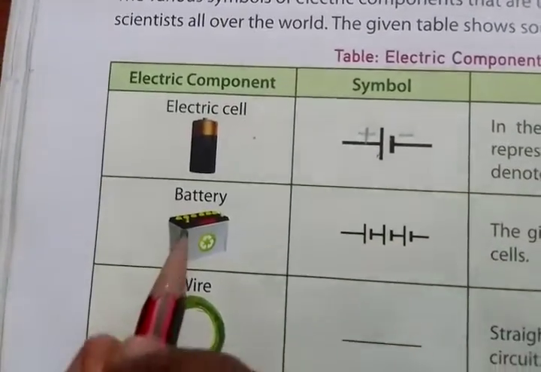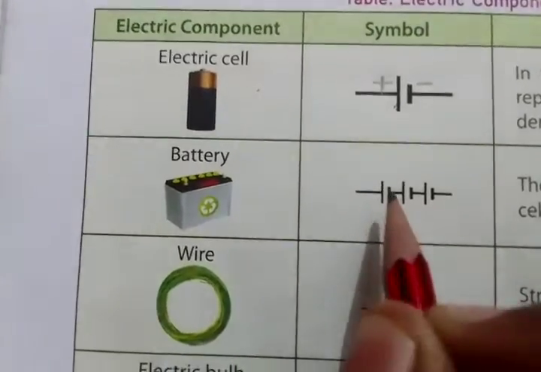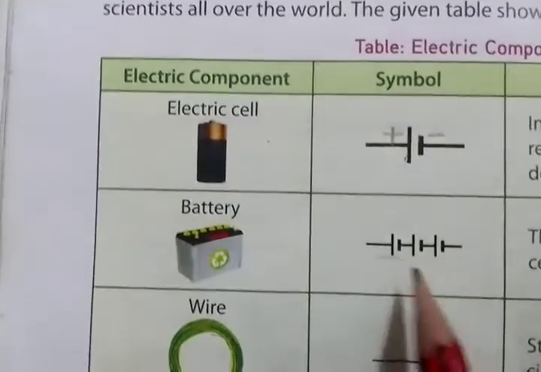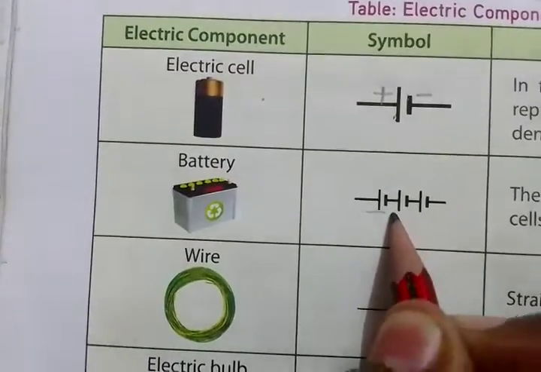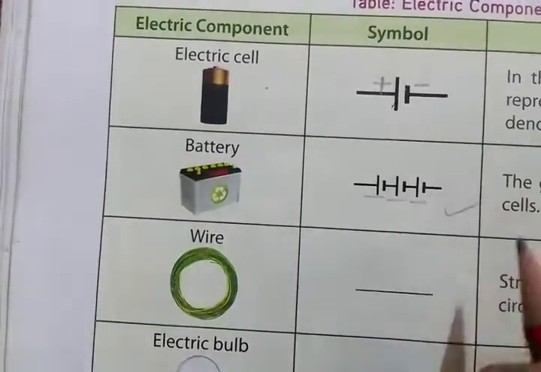So second is battery. The symbol given shows a combination of two or more cells. One cell is known as this, and if there are extra cells, so 1, 2 and 3, then this is the battery symbol.